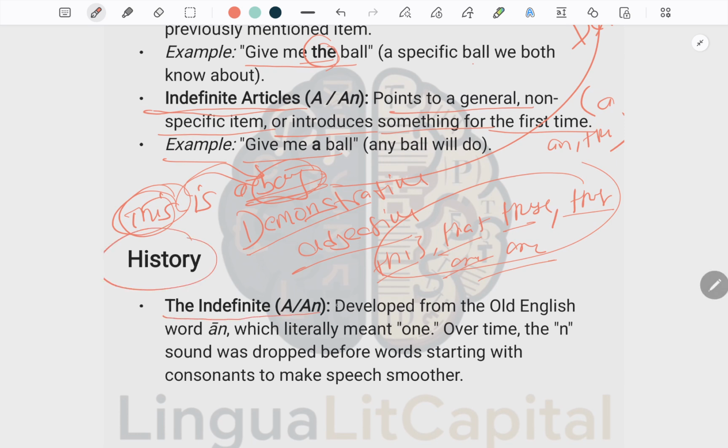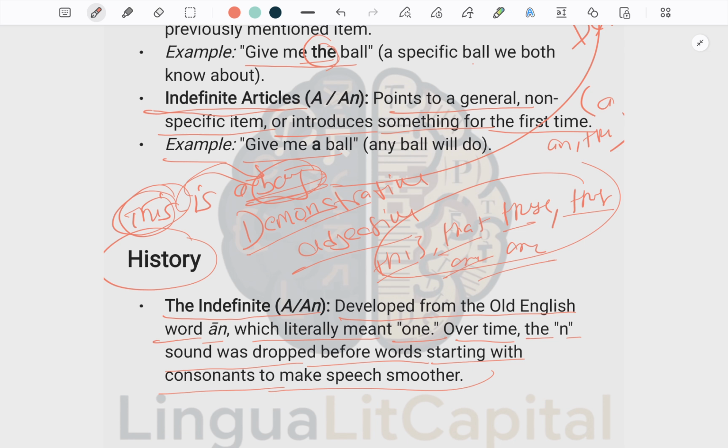At first we will talk about the indefinite article, which is known to be a and an. That word an developed from the Old English word an, which literally meant one. Over time, the n sound was dropped before words starting with a consonant to make speech smoother. This is all about the vowel and consonant phenomena.